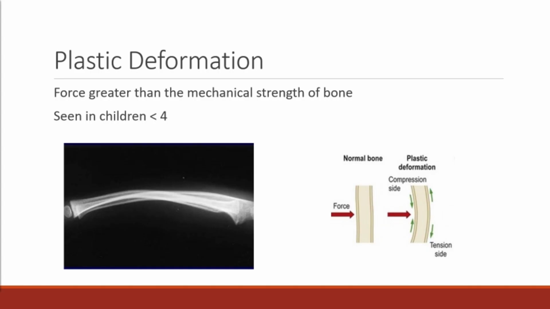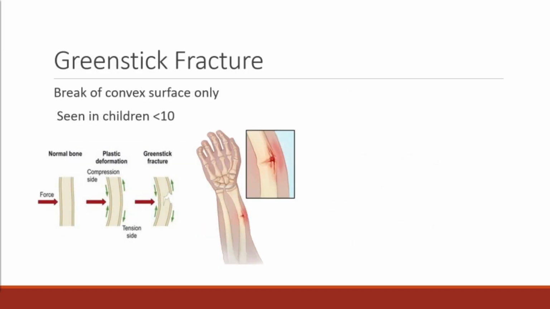Now, if there is a plastic deformation that does occur in isolation, if angulation is less than 20 degrees, a removable splint can be placed. But if there's more than 20 degrees of angulation, reduction needs to be done. Now, if a little more force is applied to the bone, then that's what causes a green stick fracture.